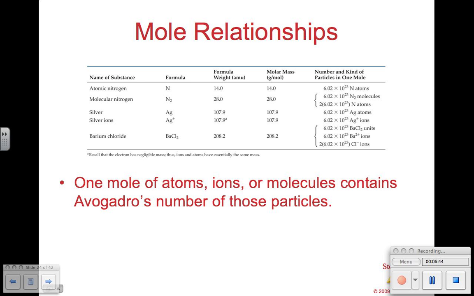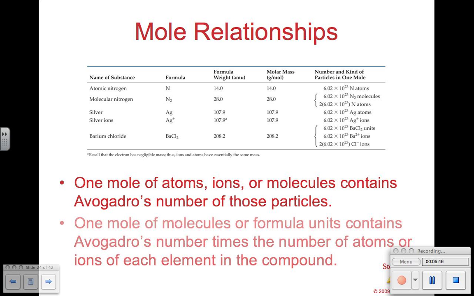And then 1 mole of molecules or formula units contains Avogadro's number times the number of atoms or ions of each element in the compound. So for barium chloride at the bottom of this table, you have a formula weight of 208.2. That's what 1 formula unit weighs, and then 1 mole of it would weigh the same thing but in grams.